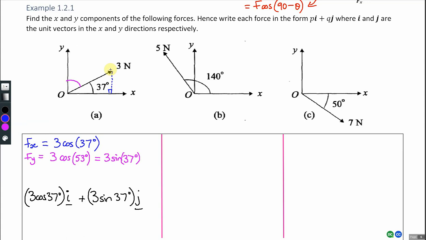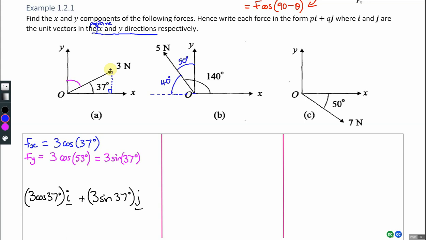So part B, force 5 newtons at 140 degrees to the horizontal axis. By the way, just to put a bit more detail on here, i and j unit vectors in the x and y directions respectively. That's the positive x and y directions. When a question says in the x and y directions, it means in the positive x and y directions. So for part B, I'm going to work out a couple of angles. First of all, this one, that must be 40 degrees, because angles on a straight line add up to 180, and this one here must be 50 degrees.